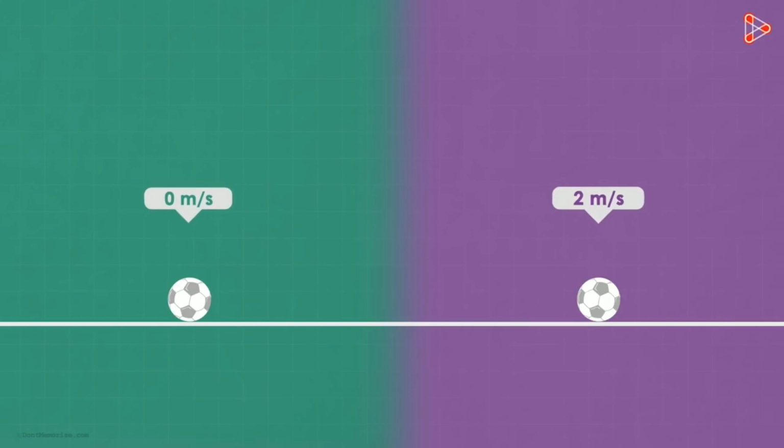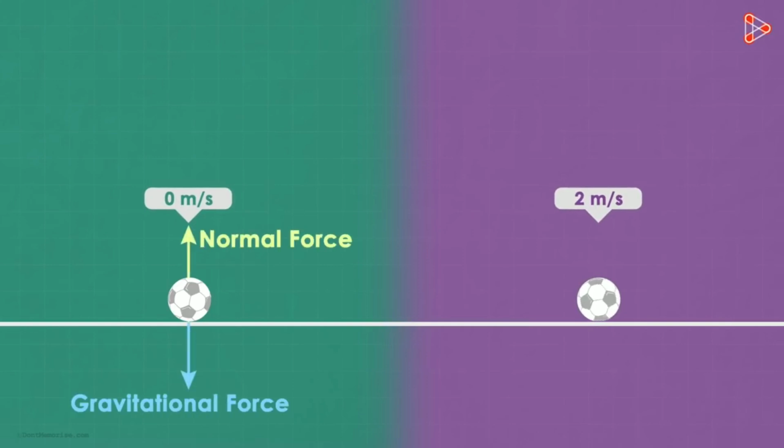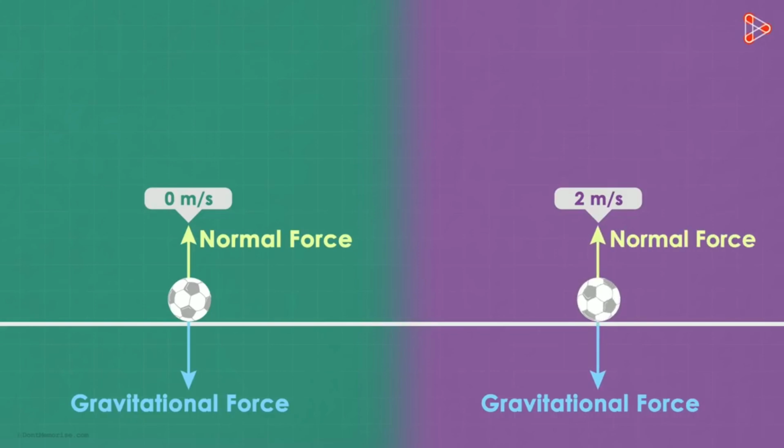And guess what? It's the same story with every object. Every object will continue to do what it's doing. If it's at rest, it will remain at rest. And if it's in motion, it will stay in motion. But what can change this? Yes, only an unbalanced force can change this.